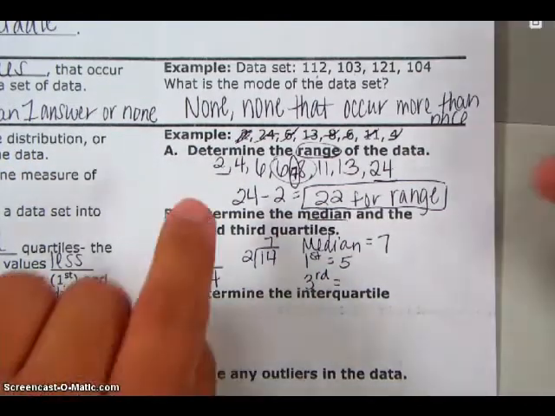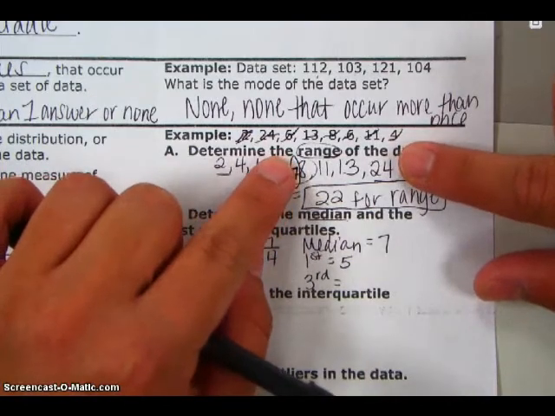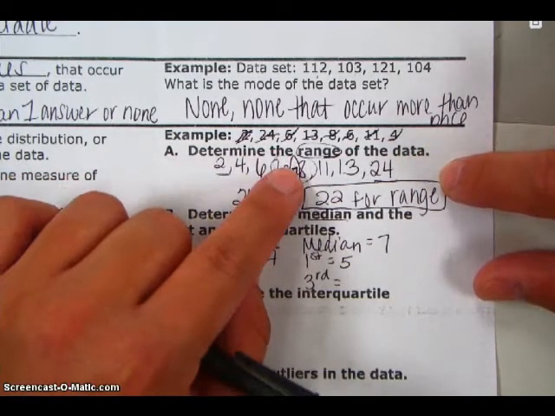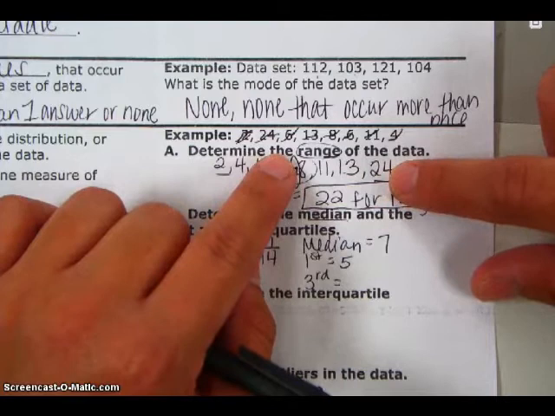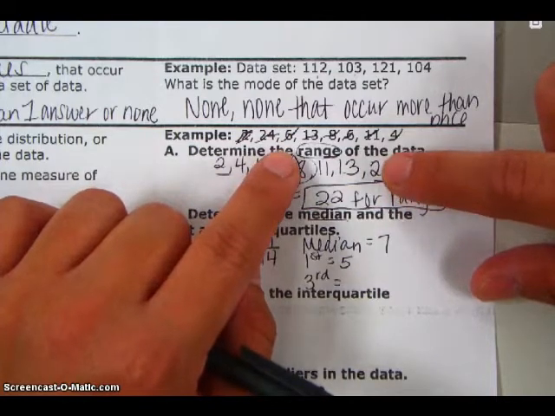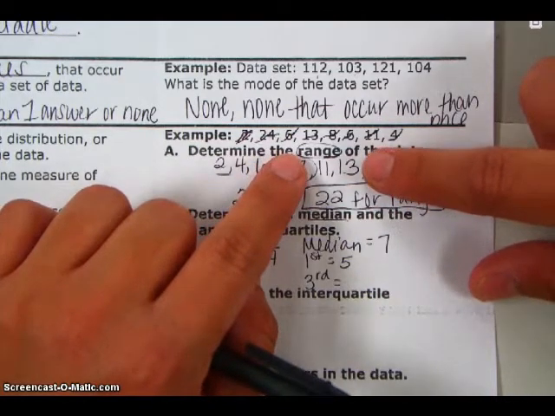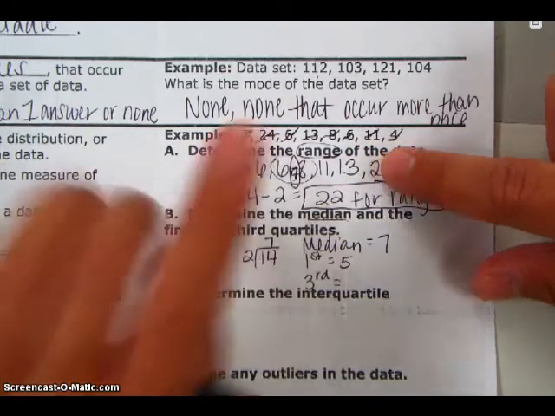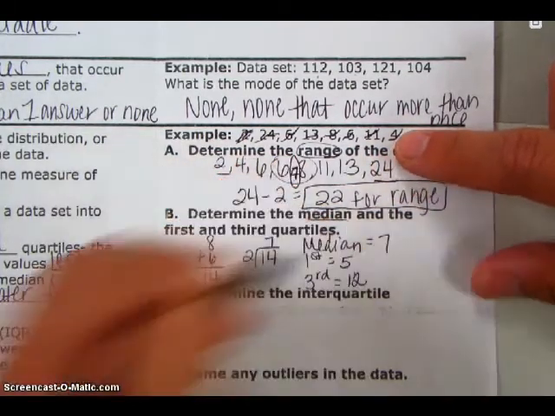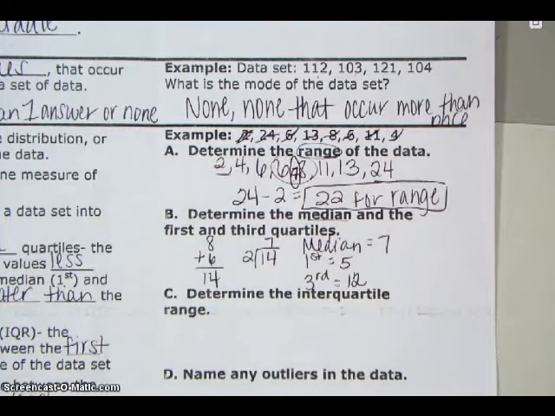My third quartile means I need to look at the numbers greater than my median. So over here, I need to find the middle number of these. Well, as I move towards the middle, I see 2 in between again. Well, what's in between 11 and 13? What's the average of those? That would be 12. Okay, so there's my first and third quartiles.